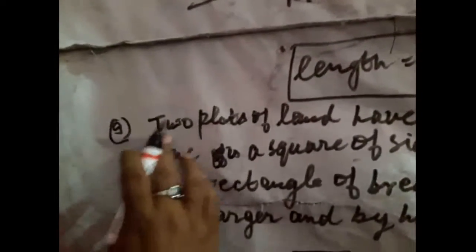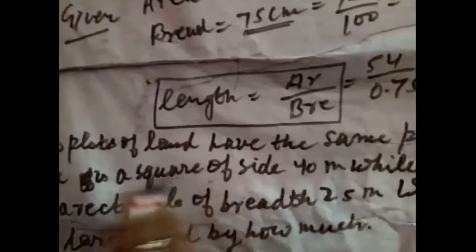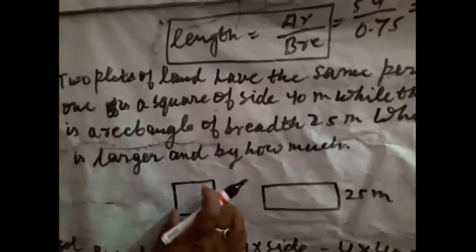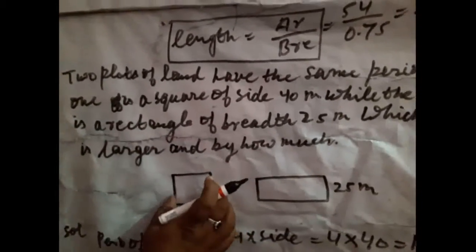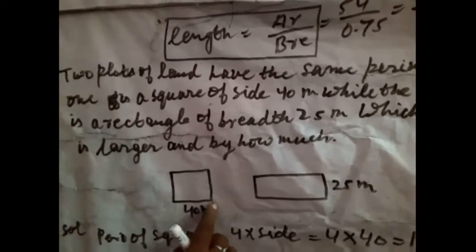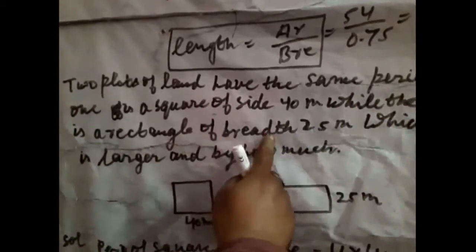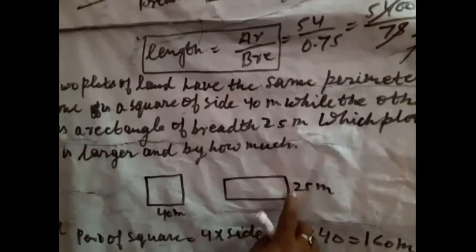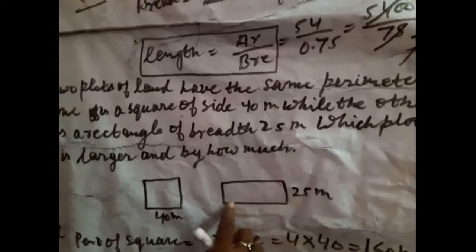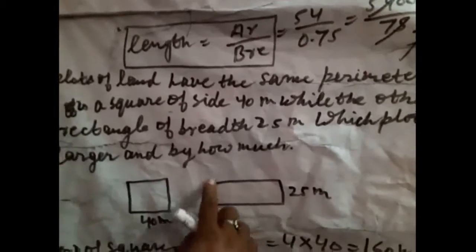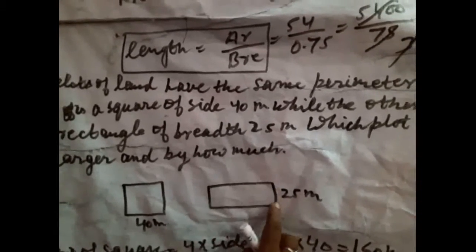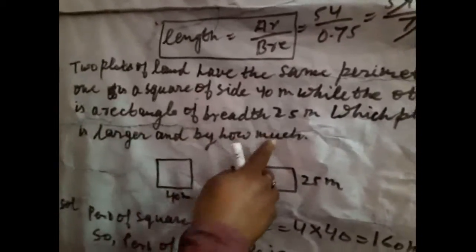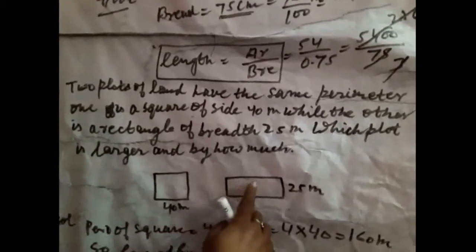Now come to question number 9. Two plots of land have the same perimeter. One is a square of side 40 meter. There are two plots of land. This is a square and this is a rectangle. This is square shaped whose side is 40 meter, while the other is a rectangle of breadth 25 meter. And this is the rectangular field whose breadth is given as 25 meter, but we do not know the length of this rectangle. We do not know its length, we know its breadth and one side. Which plot is larger and by how much? Whose area is more, this one's area or this one's?